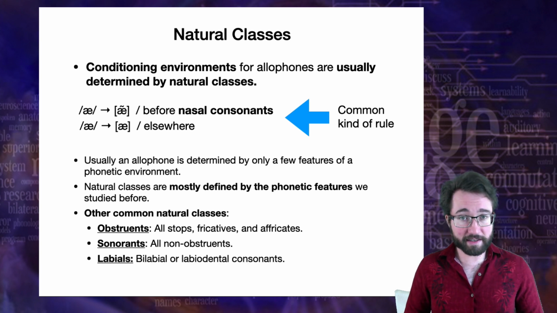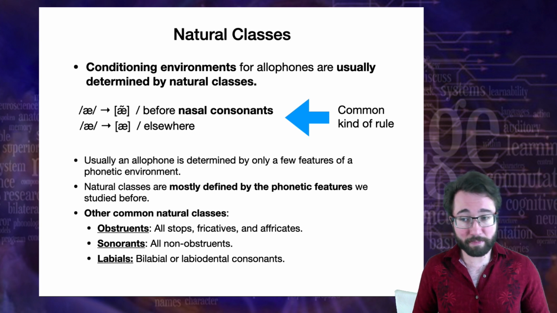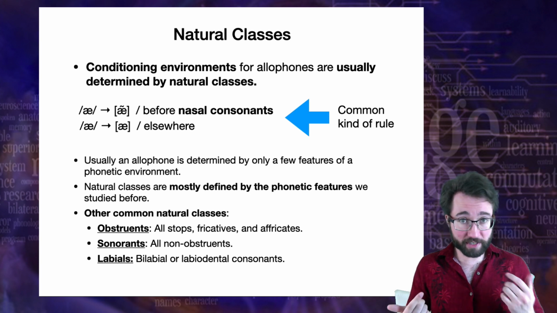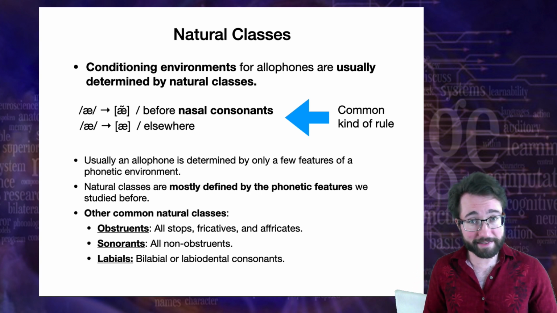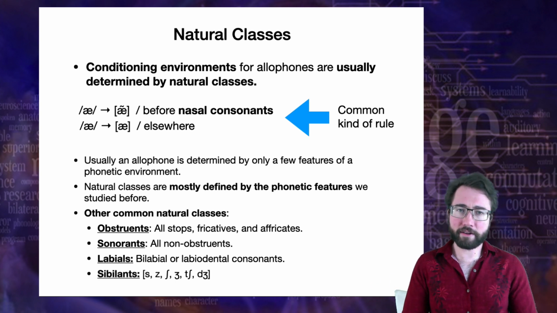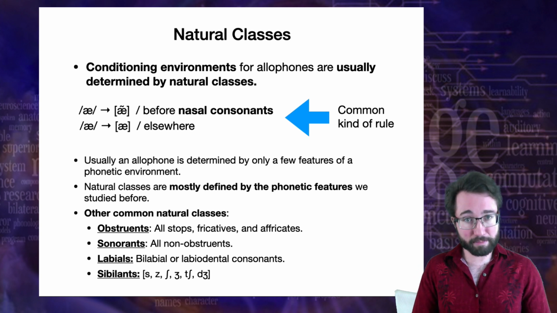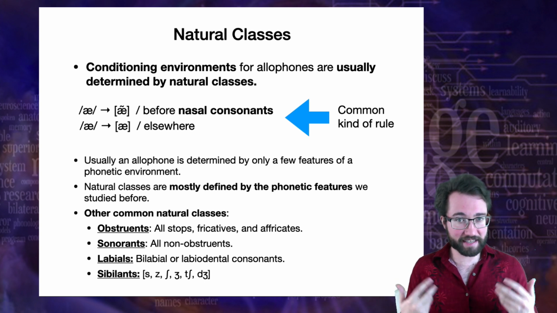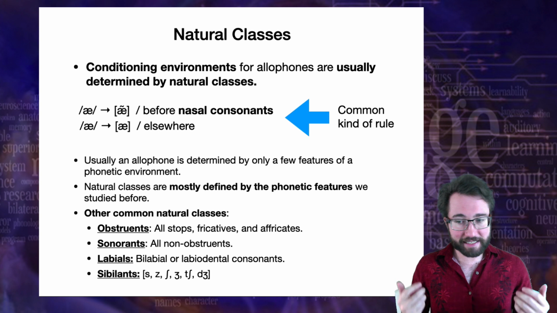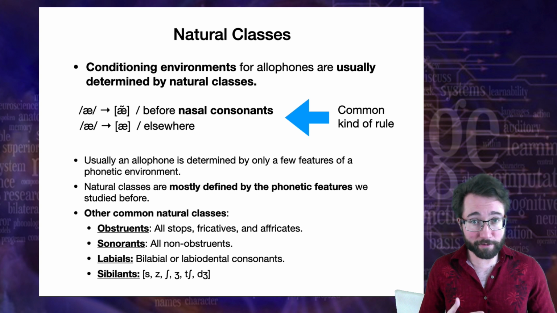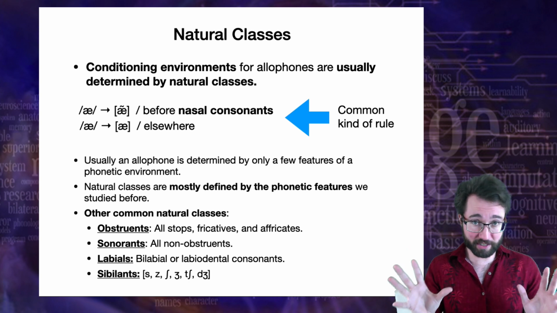You'll also often see rules applying in conditioning environments based on the natural class of labials. Labials are either bilabial or labiodental consonants in terms of their place of articulation. These are consonants that basically involve the lips in any way. And another very common natural class is what's called sibilants. Sibilants are sounds that make a hissing sound or a buzzing sound. These are the sounds like s, z, esh, zh, ch, j. So these are basically your alveolar and post-alveolar fricatives and affricates. Those are called together the natural class of sibilants.